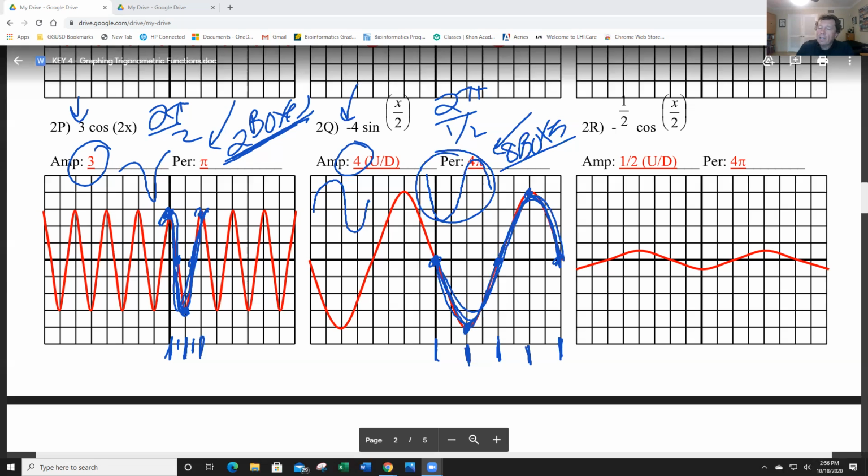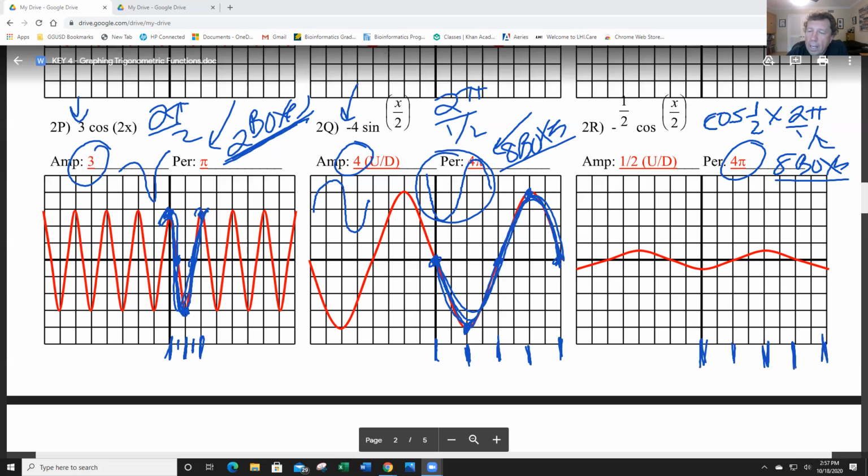Okay, the last one. By the way, I didn't point this out very well, this is cosine of 1/2 x. X over 2 is 1/2 x. That's where you get 2 pi divided by a half equals 4 pi. And again, 4 pi is going to be 8 boxes. So here's 8 boxes, here to here. Cut it in half, cut it in half, cut it in half. That's where I need the data points.